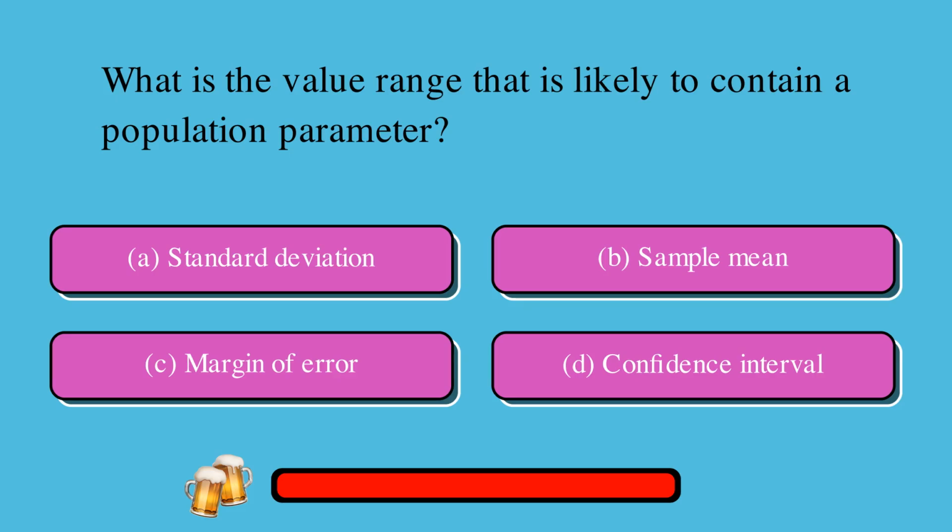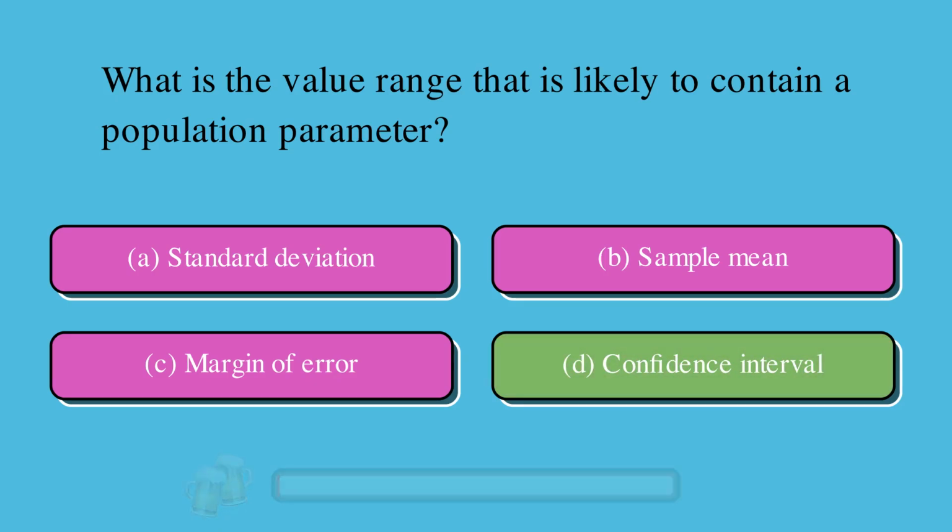What is the value range that is likely to contain a population parameter? A, standard deviation, or B, sample mean, or C, margin of error, or D, confidence interval. The correct answer is D, confidence interval.